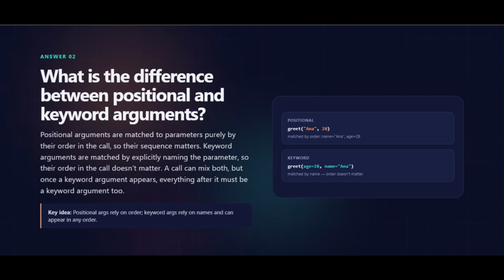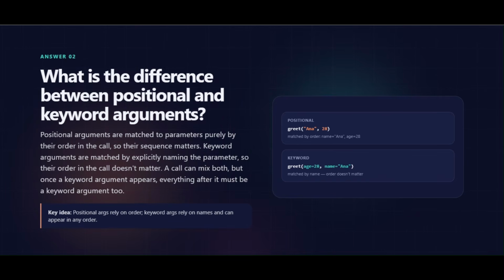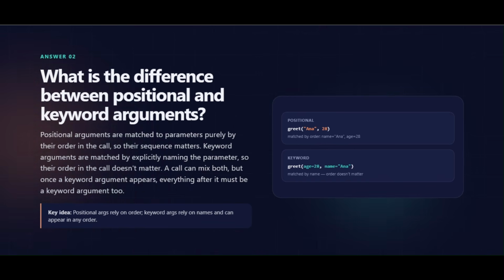Positional arguments are matched to parameters purely by their order in the call, so their sequence matters. Keyword arguments are matched by explicitly naming the parameter, so their order in the call doesn't matter. A call can mix both, but once a keyword argument appears, everything after it must be a keyword argument too. Key idea: positional args rely on order. Keyword args rely on names and can appear in any order.